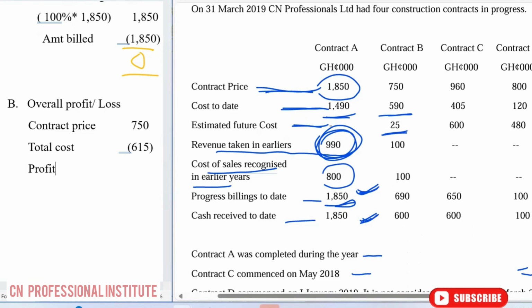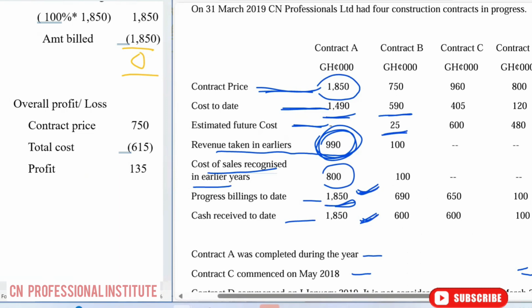So as I said, we're checking the figures. We have 135 as the overall profit. This is not the profit that we are going to record in the P&L. It's just the overall profit for the contract. Then this is step 2.